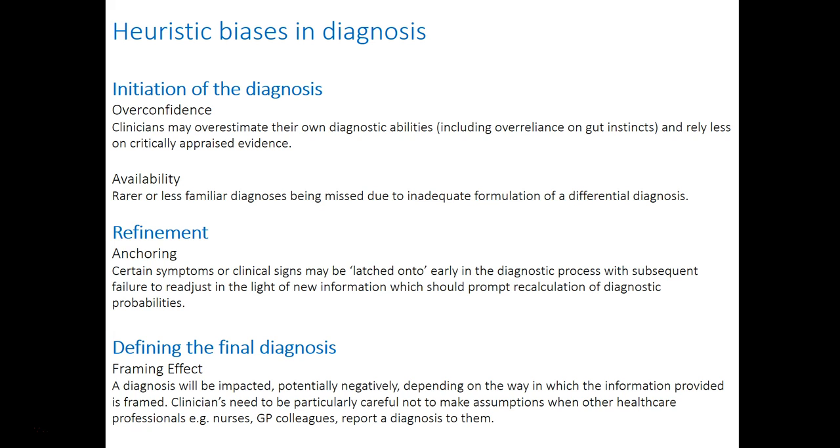So at the initiation of the diagnosis, the doctor may be overconfident. He may overestimate their own diagnostic ability, including an over-reliance on gut instinct, which is intuitive thinking, and rely less on critically appraised evidence, or evidence that has been analyzed and therefore is more trustworthy. There's the concept of availability. In other words, rarer or less familiar diagnoses being missed because they may not be within your radar, within your thinking. And so your differential diagnosis may not be sufficiently wide to include these, even though the symptoms and signs may point in this direction.